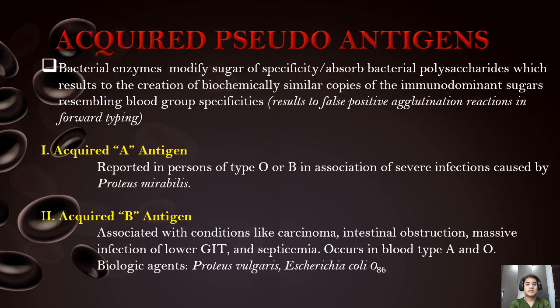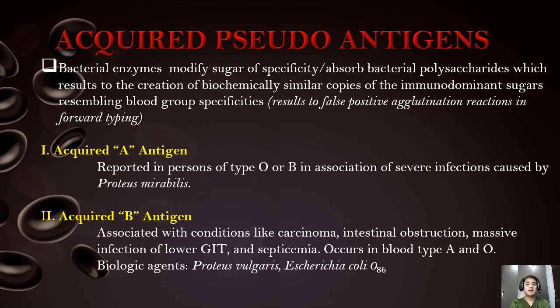Acquired pseudoantigens. This occurs when bacterial enzymes or polysaccharides try to modify the immunodominant sugar determinant sites on your red blood cells via absorption of bacterial polysaccharides, which results in the creation of biochemically similar copies that resemble your immunodominant sugar carbohydrates that build your red cell antigen specificity. So, class, these are board exam emphasized topics, so take note and listen carefully.